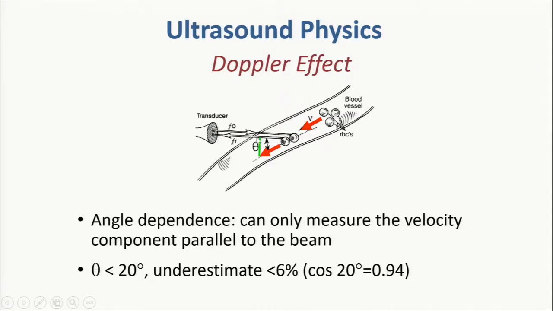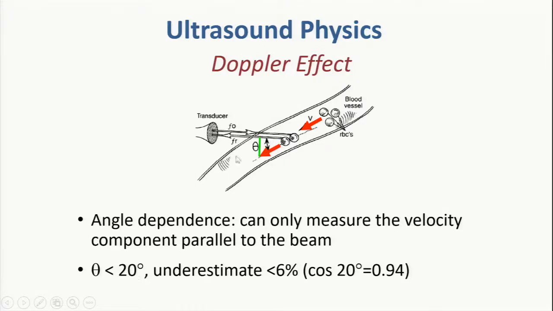But if the transducer is angled in respect to the direction of the blood flow, you will underestimate its velocity going along there. You'll measure a lower value, and how much you underestimate it will depend on the angle here. So you can only measure the velocity component that's parallel to the transducer beam. And so if this is its full velocity and you're off angle here, you'll underestimate its true velocity.